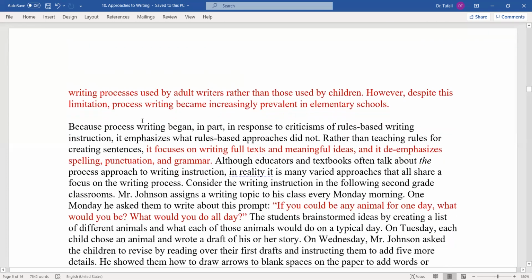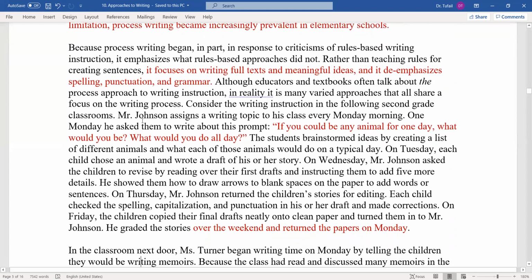So they used a different way of doing this. It focused on writing full texts and meaningful ideas. They were not using just a single isolated sentence, as the rule-based writing approach did. They used meaningful ideas and de-emphasized spelling, punctuation, and grammar. Here the focus is on ideas rather than on grammar rules, spelling, and punctuation. So what was the process of writing? They used a different method, the one method.